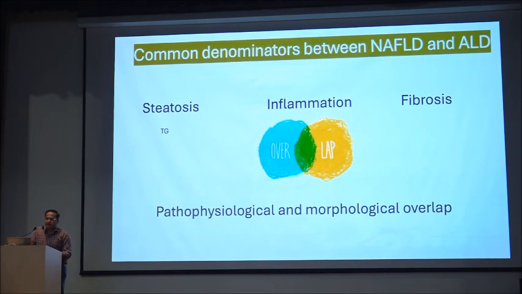The common denominators between NAFLD and ALD are steatosis, inflammation, and fibrosis in both conditions. Pathophysiologically and morphologically there is overlap: steatosis to inflammation to fibrosis.